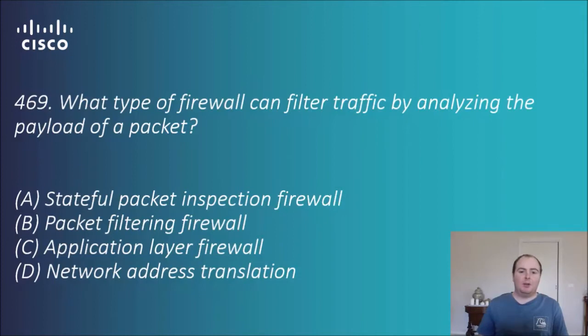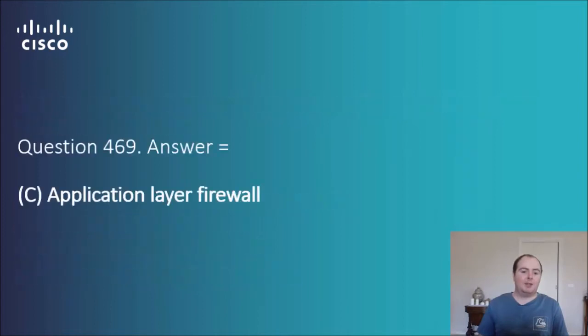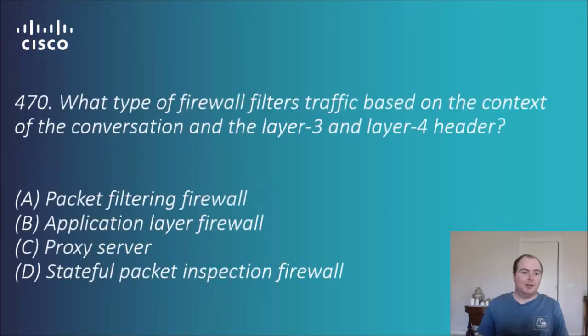469, what type of firewall can filter traffic by analyzing the payload of a packet? We've got stateful packet inspection firewall, packet filtering firewall, application layer firewall, or network address translation. So I'll give you the answer for this one and explain it. So the answer here is C, application layer firewall, also known as a proxy server, which not only identifies the IP address information, it will also analyze the packets as well as stated.